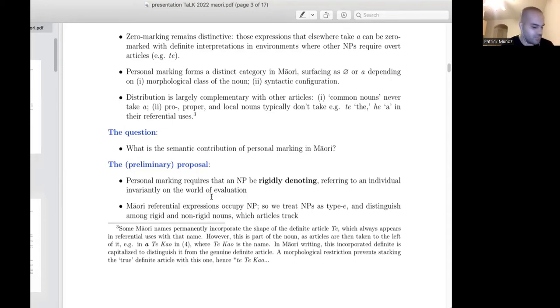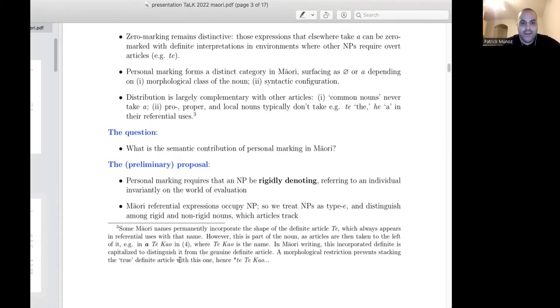And so the proposal that I'm giving, and it remains preliminary again, because this is just looking at the basic distribution from these reference grammars, I think to cash this out, you would need finer judgments from fieldwork. But my proposal right now is personal marking requires that a noun phrase be rigidly denoting, that is, in the Kripkean sense, referring to an individual invariantly on the world of evaluation.